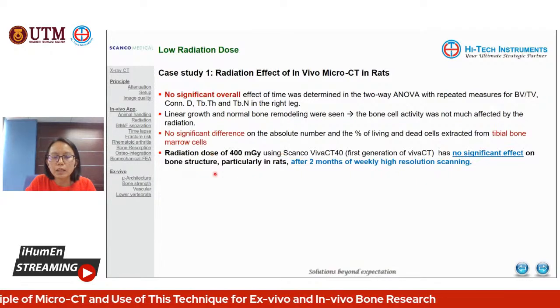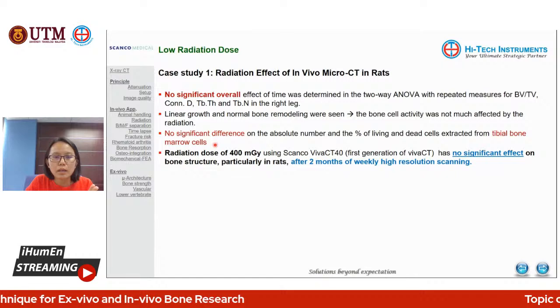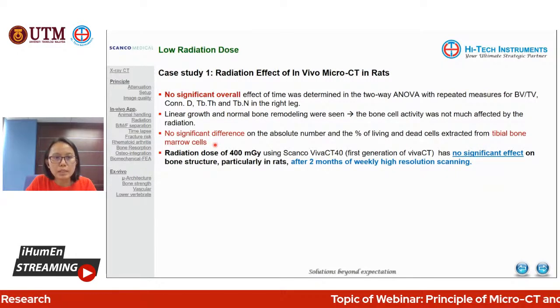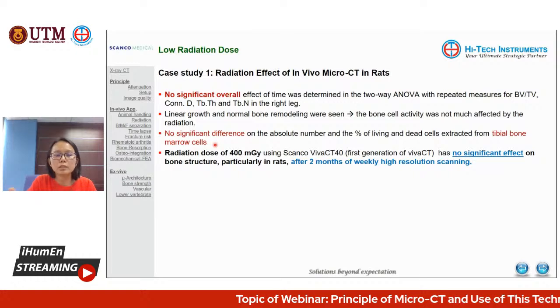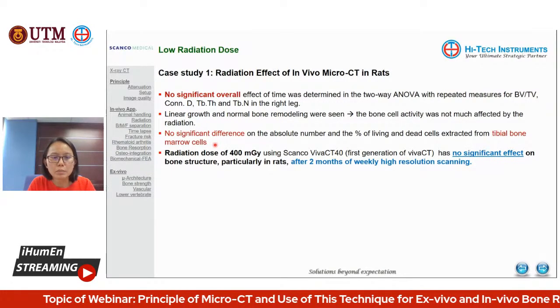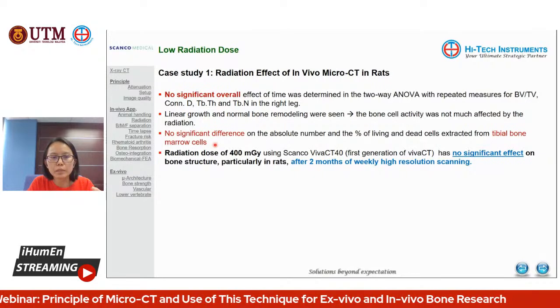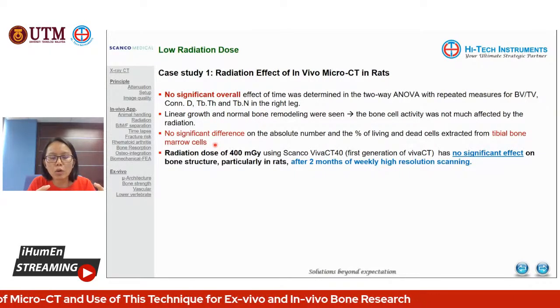So this could be a value that we can set for an animal if you are doing a similar kind of study. So make sure that your experiments are designed by limiting the radiation exposure to the animal here to less than or around 400 milligray.